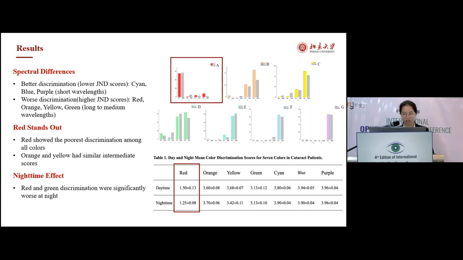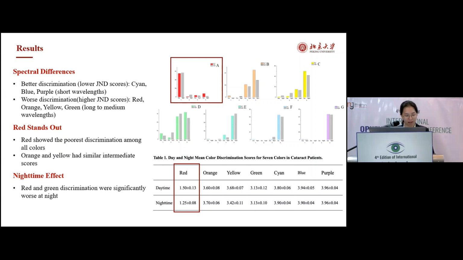This is particularly interesting because red is typically considered a highly salient color. So the fact that it was the most impaired suggests that cataract-related vision loss affects not only the blue-yellow axis as traditionally believed, but also the red-green axis, especially in terms of discrimination sensitivity. The orange and yellow show intermediate impairment, falling between the well-preserved short wavelengths and the poorly discriminated red.